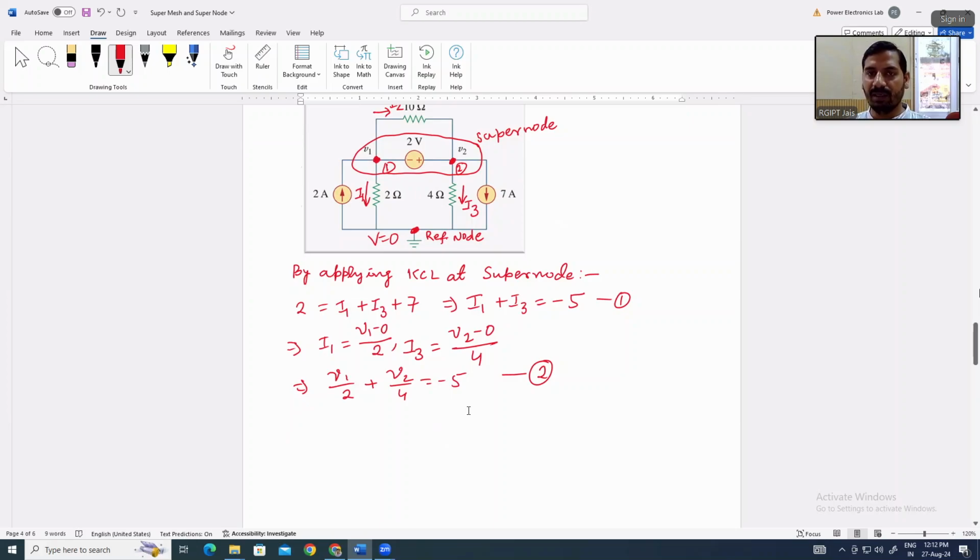So how can we get a KVL equation in terms of V1 and V2? If we clearly see our supernode, in the supernode V1, V2 and a 2 volt source are there. So there is a relationship between V1 and V2. If we apply KVL from here to here, or from here to here, we can clearly get another equation, that is the KVL equation. So by applying KVL at the supernode.